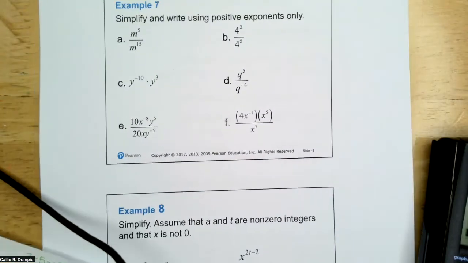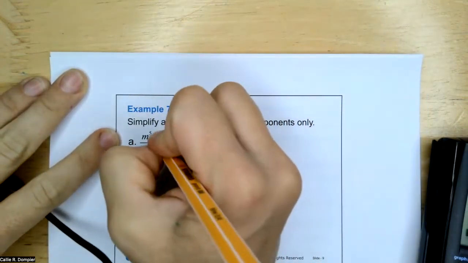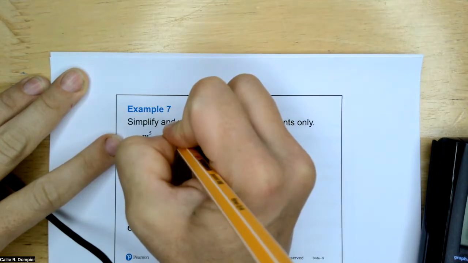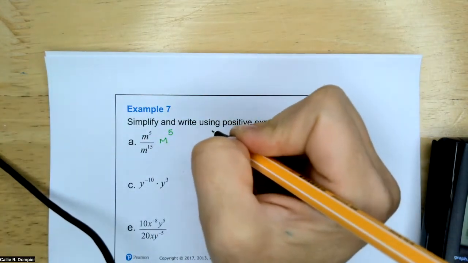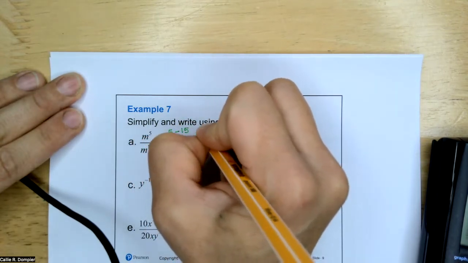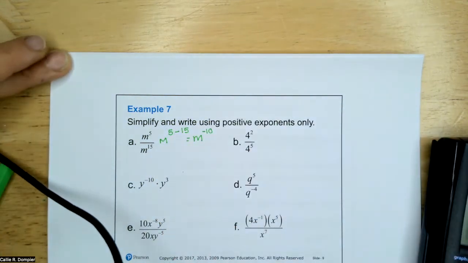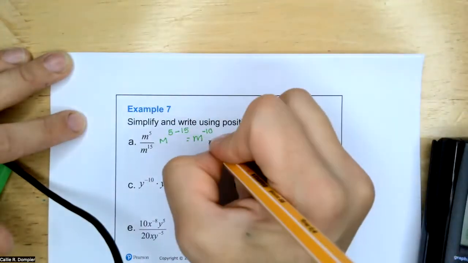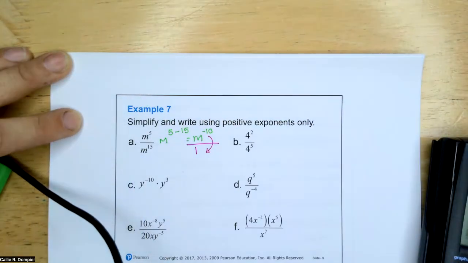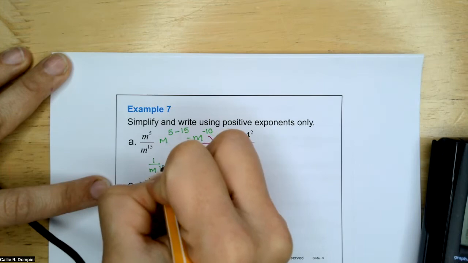Let's keep going. Just general practice, simplifying and writing using positive exponents only. So here we have the same base of m, keep the base, and then take the exponent from the numerator, subtract the exponent from the denominator, and we get m to the negative 10th. We're not done yet, are we? It's a negative. I want it to be a positive, so I want to move it across the fraction bar. So finally, our final answer is 1 over m to the 10th.